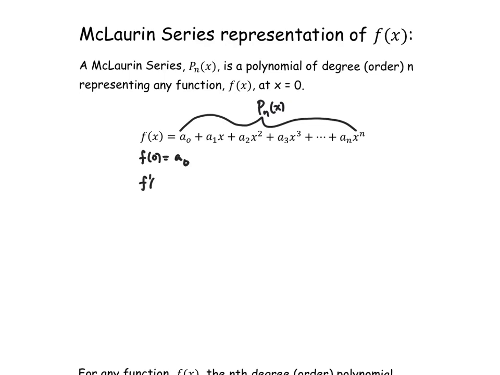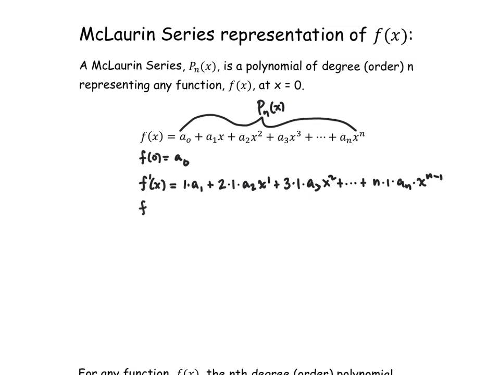So let's find the derivative of f of x. Well, a sub 0 drops. We would get 1 times a sub 1. Our next term after that would be 2 times 1 times a sub 2 x to the first, plus 3 times 1 times a sub 3 x to the second, all the way out to the nth term, which will be n times 1 times a sub n times x to the n minus 1. Now you might ask yourself, why are you putting those 1's in there? You'll see in a few minutes.